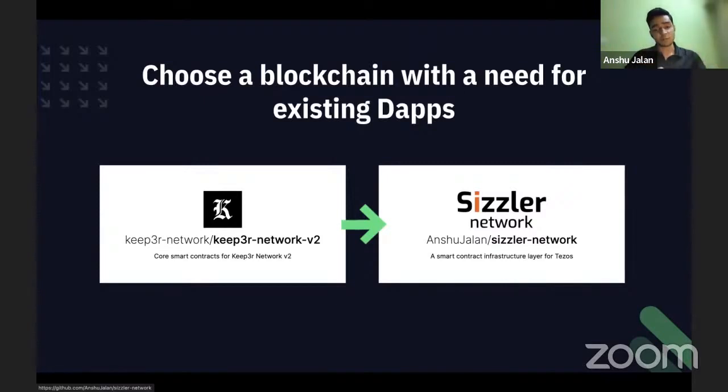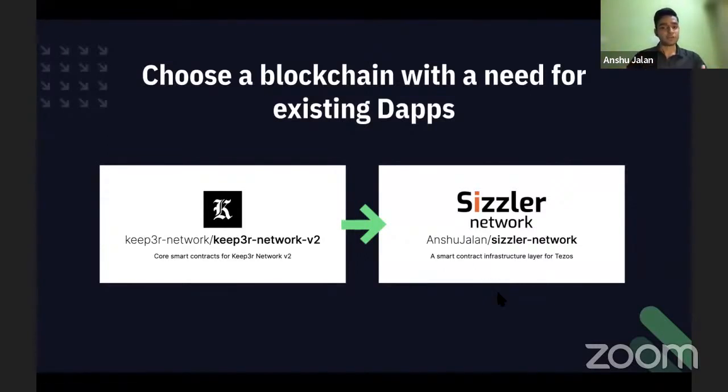So I took the Keeper Network design and I had to restructure it to fit Tezos because Tezos has a different architecture. So the usual Keeper Network won't fit on Tezos. So I had to restructure it, redesign it. And I finally made something called Sizzler Network on Tezos, which basically does the same thing as Keeper Network, but the design is different, and it was really a great learning journey.